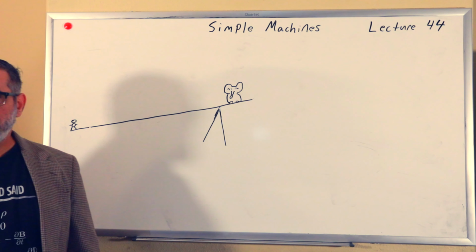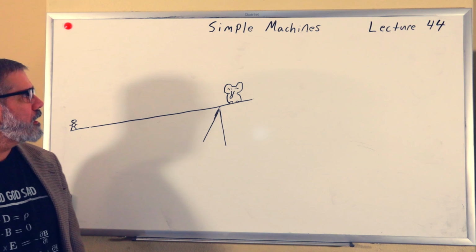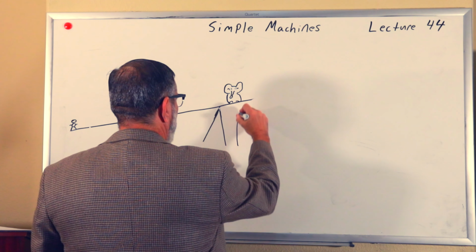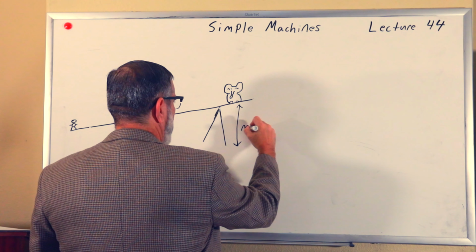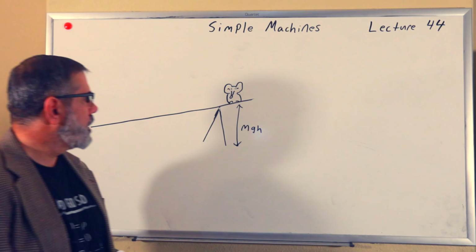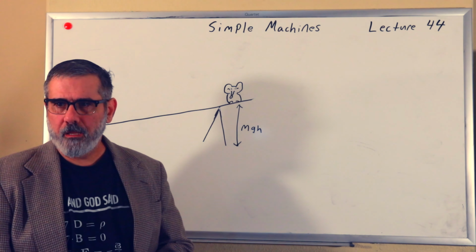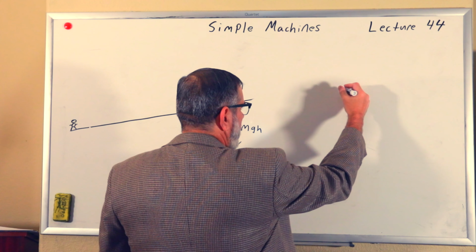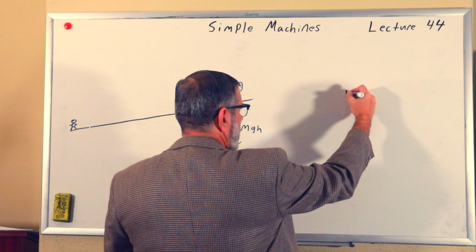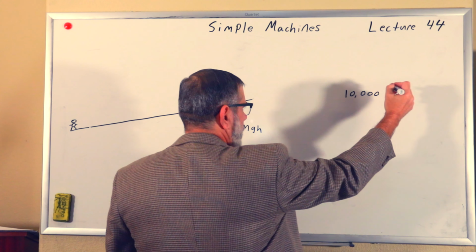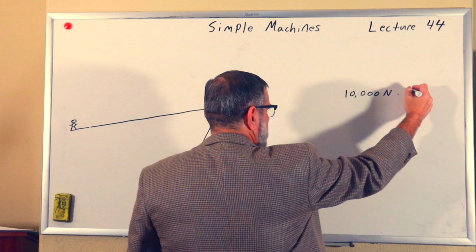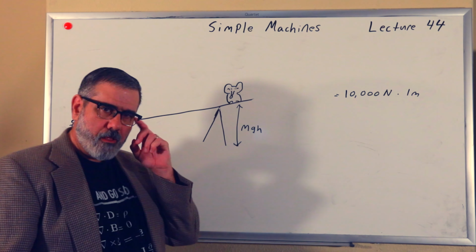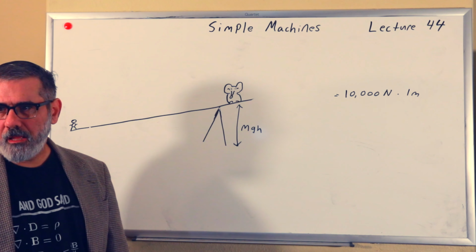Right. So this lesson is on simple machines, and to illustrate, imagine the problem of trying to lift up an elephant. Now, I'm just going to use an arbitrary number. I'm going to say 10,000 newtons, and let's say 1 meter. This is the work that has to be done.